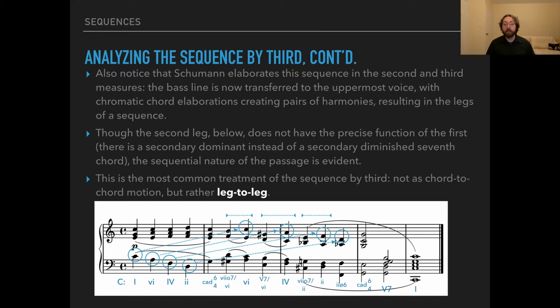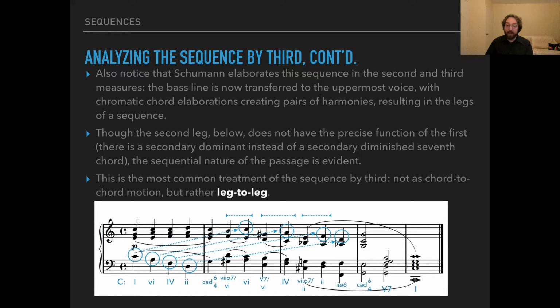It's worth noting that not all of these legs of the sequence are exactly sequenced down with the same functions of harmonies. The second leg, for instance, in the chromatic elaboration, uses a secondary dominant rather than a secondary diminished seventh chord.